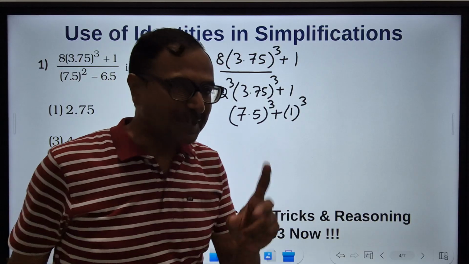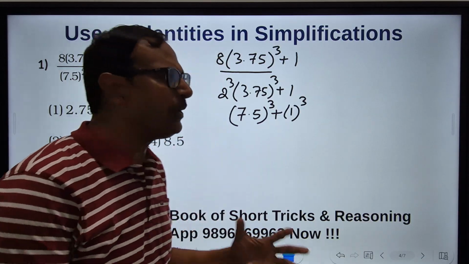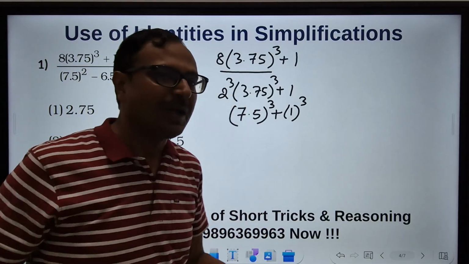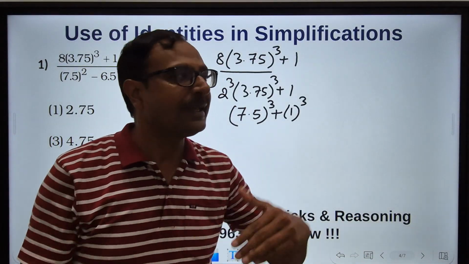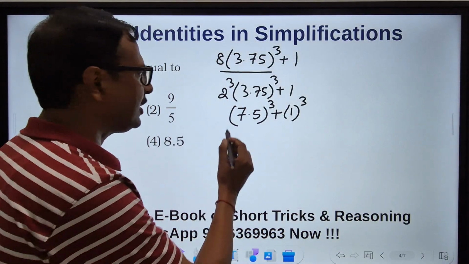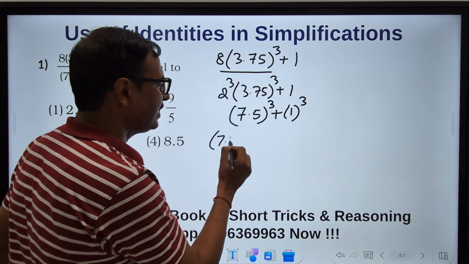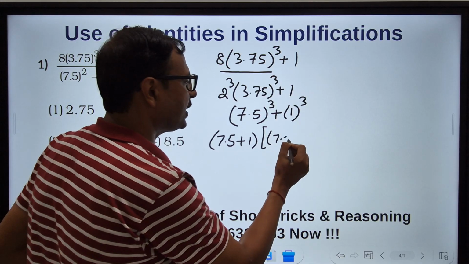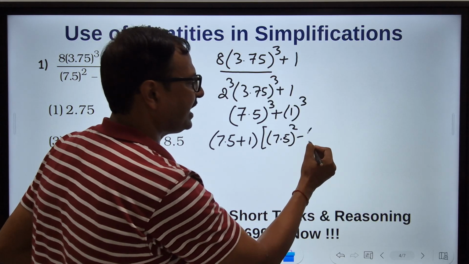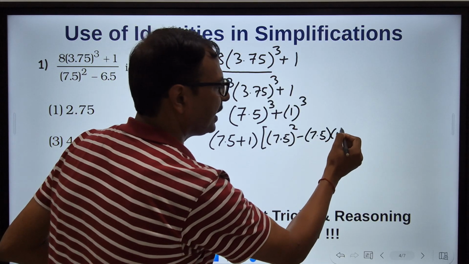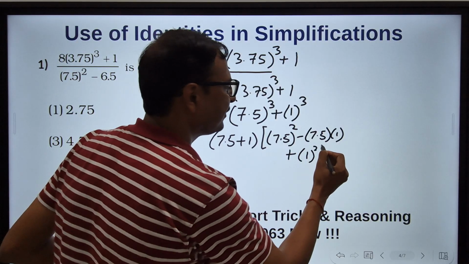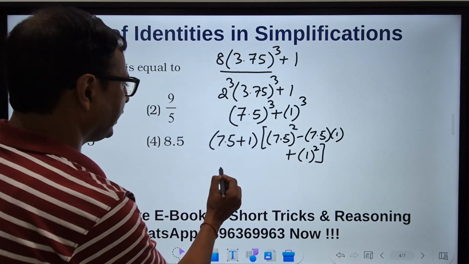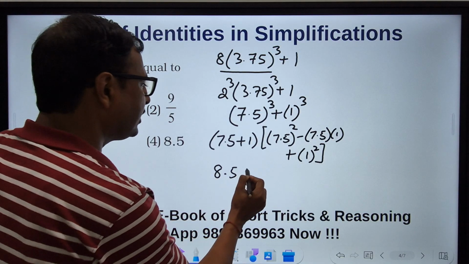Now see, a cube plus b cube. Now that's what I wanted to visualize. If you can visualize the numerator as this, half of the job is done. The next half is the identity. A cube plus b cube is a plus b, and then we have a square minus ab plus b square. See, we have done the identity now, and this becomes 8.5 times what?